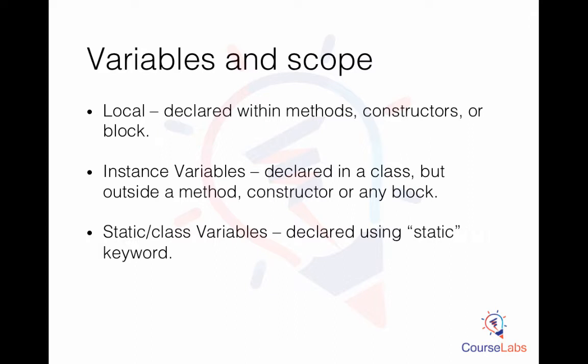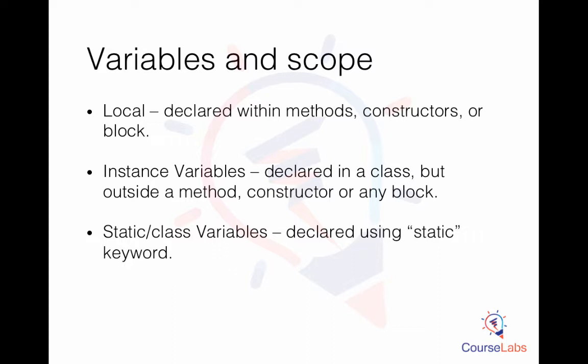Depending upon where and how they are declared, variables are of three types: local variables, instance variables, and class variables. If a variable is declared within a method or a constructor or a block, we can call it a local variable because the scope of the variable is only within the method or block in which it is declared.